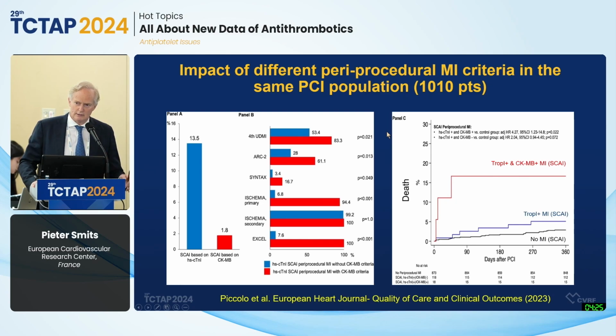And on the right-hand side, you can see that troponin alone, on the SCAI definition, does not have such a high predictive value on death if you compare that, for instance, when you have no MI.